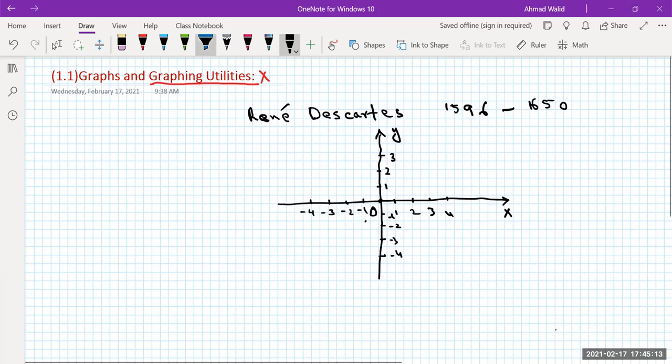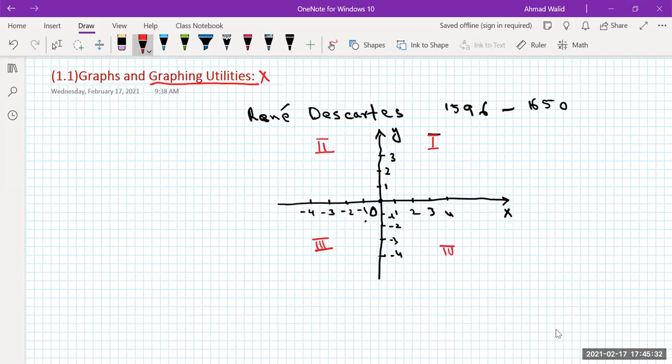In this rectangular coordinate system, you see the system has 4 cells in it, which we call, not cells, actually 4 quadrants. Quadrant 1, quadrant 2, quadrant 3, and quadrant 4. Remember, this is the right order. This quadrant is always 1. This quadrant is always 2. This quadrant is always 3. This quadrant is always 4.